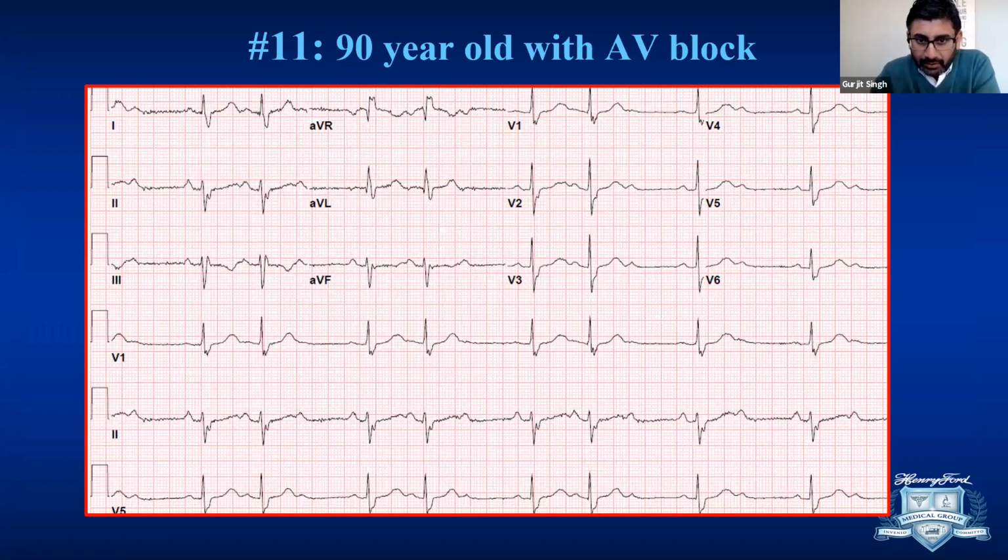So this is a 90-year-old with AV block. This is the patient's pre-implant ECG showing some kind of AV delays. And then this is the pacemaker ECG when he came to our attention. And I'm going to ask you what's going on with the atrial pacing or the ventricular pacing, and what would you call this ECG?